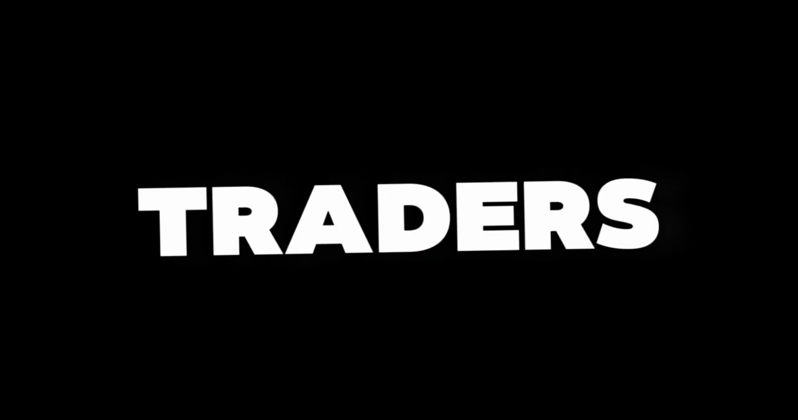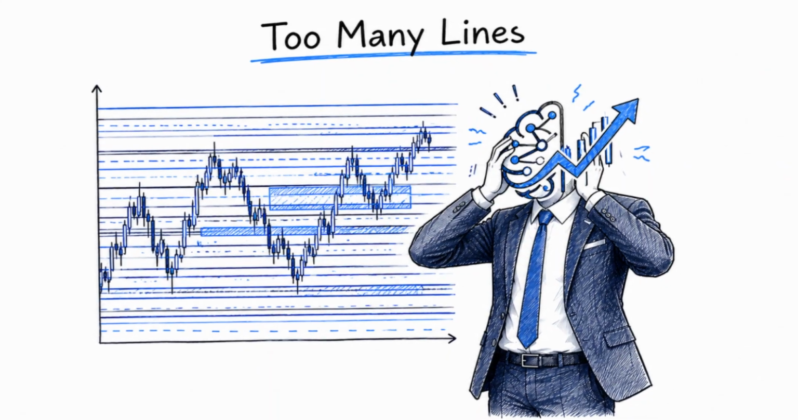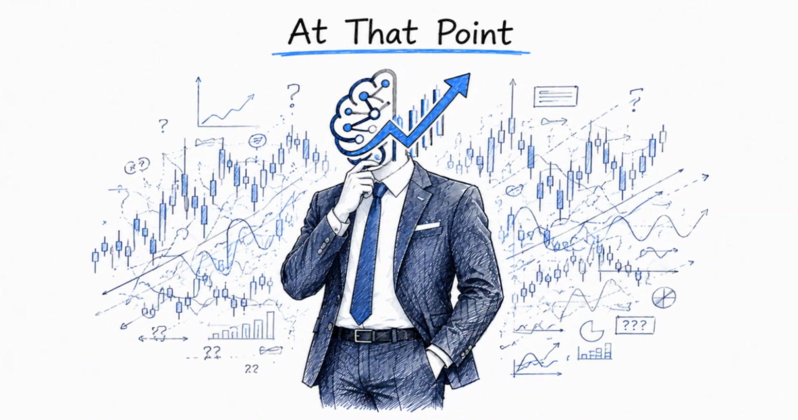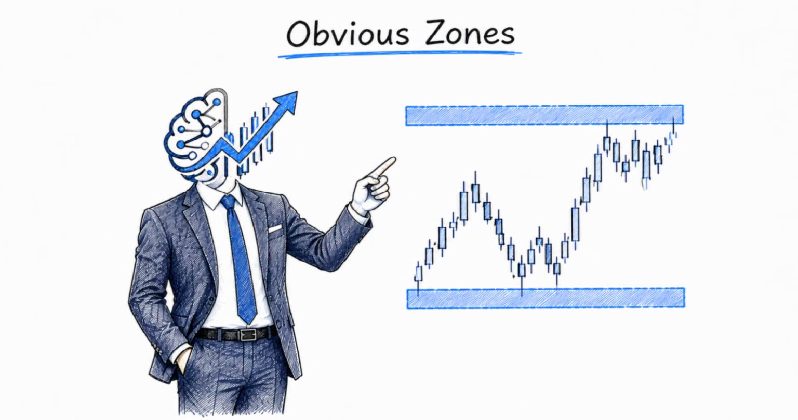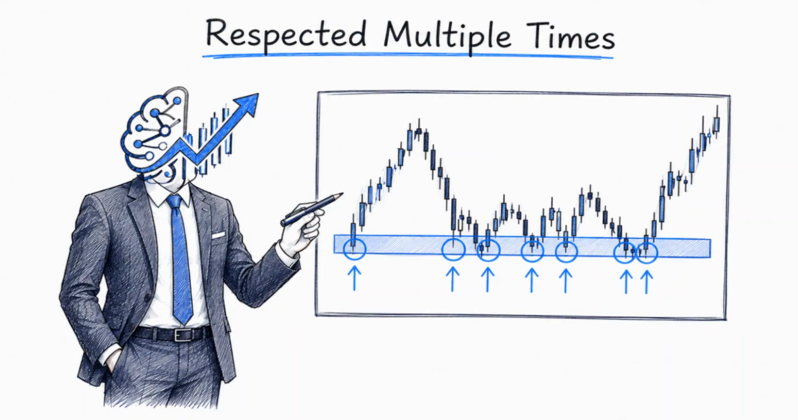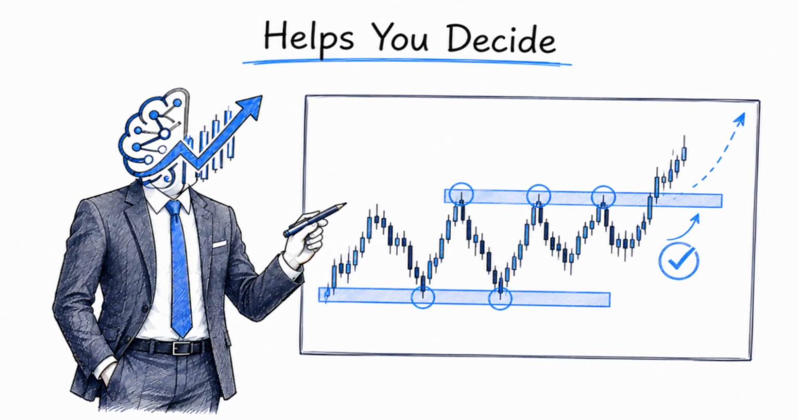The mistake most traders make. One of the biggest mistakes beginners make is drawing 20 support and resistance lines all over the chart. At that point, it's no longer technical analysis. It's modern art. Keep it simple. Focus on the most obvious zones, the ones price has respected multiple times. Remember, your chart should help you make decisions, not hide them.